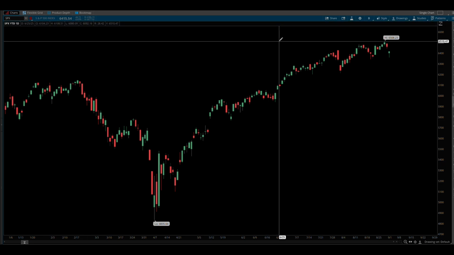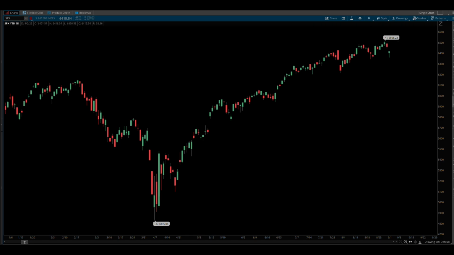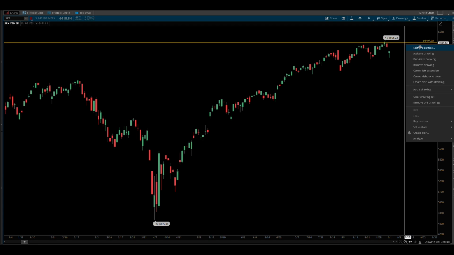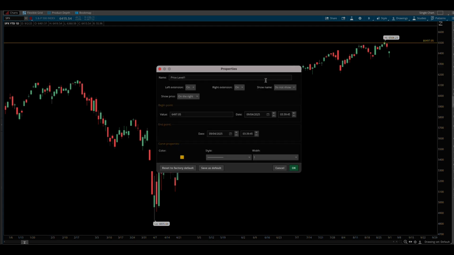Type in, where did we close today with SPX? We closed at 6415.54. So 6415.54 plus 77.239. So our expected move here up at the top is $6,492.77. 6492, we'll call it .78, and we'll call that the September 5th expected move.